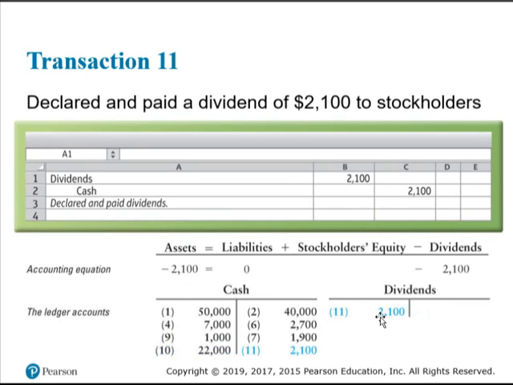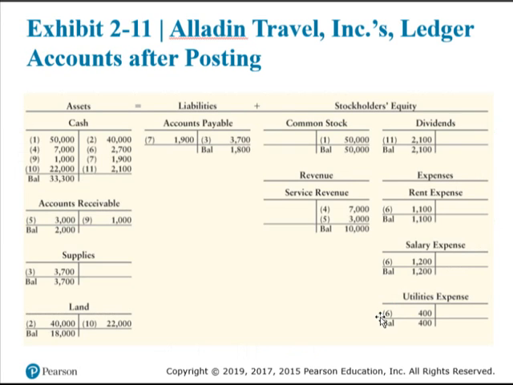The company declared and paid a dividend. We're going to get into dividends in more detail later in the course. For now, realize it's an equity account and it's decreasing equity in the same way that expenses do. Cash is always also being decreased. Debit dividends and credit cash. After all of the journal entries are completed, each individual account is updated, and this is what they would look like as T accounts.